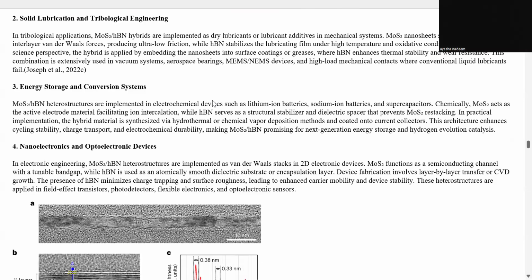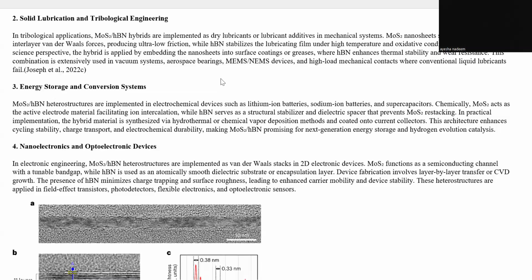Molybdenum disulfide and hexagonal boron nitride heterostructures are implemented in electrochemical devices such as lithium-ion batteries, sodium-ion batteries, and supercapacitors. Chemically, molybdenum disulfide acts as the active electrode material facilitating ion intercalation, while the hexagonal boron nitride serves as a structural stabilizer and dielectric spacer that prevents molybdenum disulfide restacking.